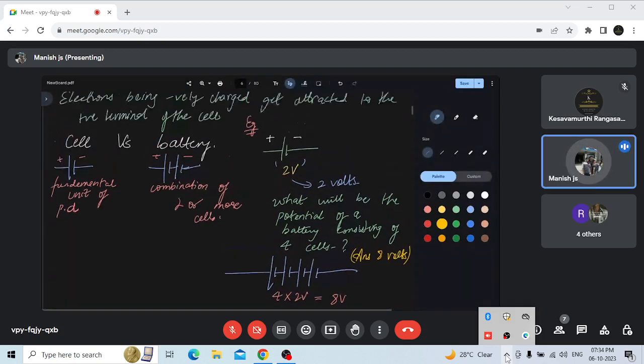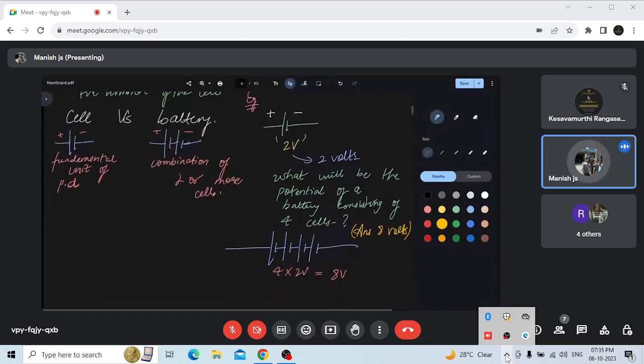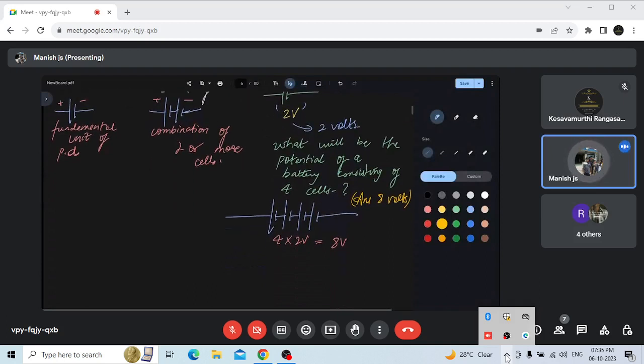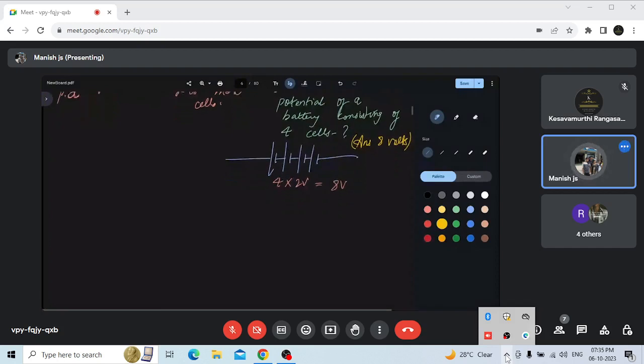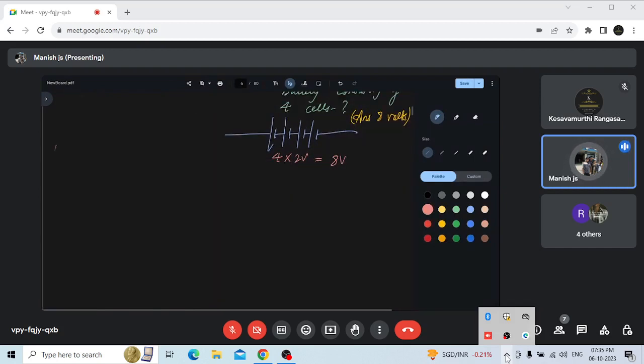So this is the basic idea. Now I am introducing the concepts one by one. This is all about a cell and a battery. So you now know what is a cell and what is a battery. Next, we are going on to the basic circuit elements. We'll see all the basic circuit elements. These elements are very important. One by one, we'll see.